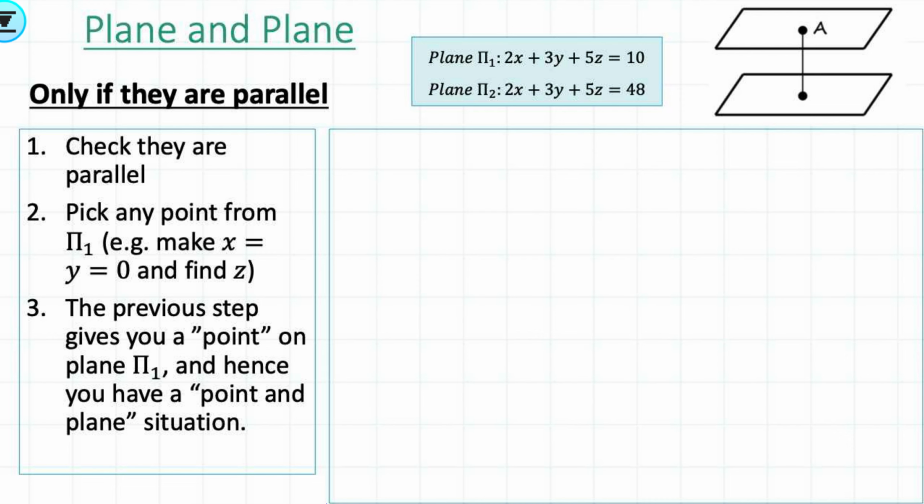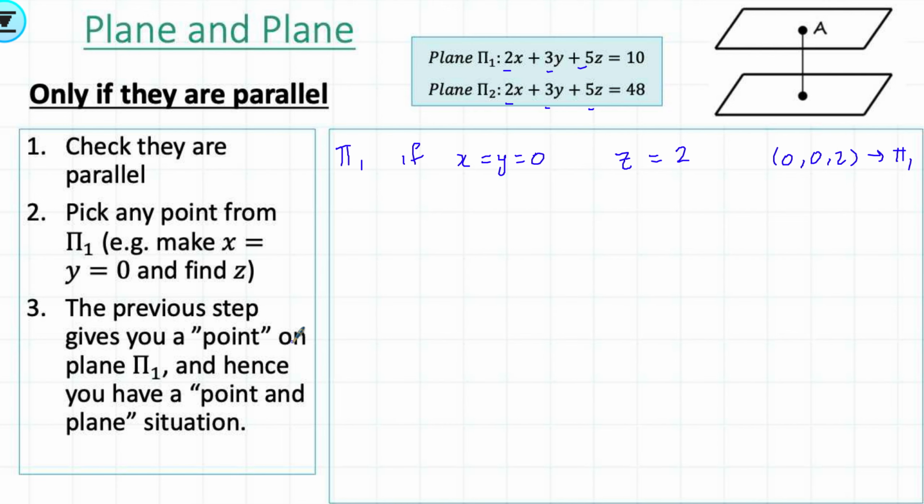All right, and the last type of distance is plane and plane. Again, only if they are parallel. So you need to check that they're parallel. We can see from the direction vector they are parallel. So you can pick any point from the first plane. And the way you could pick any point is just by substituting a value for x and y. And the easiest value you can substitute is to make x and y 0. So we will do that. So for pi1, for plane 1, if x and y are 0, then when I substitute in, it gives me that z is 2. So 0, 0, 2 is on the first plane.